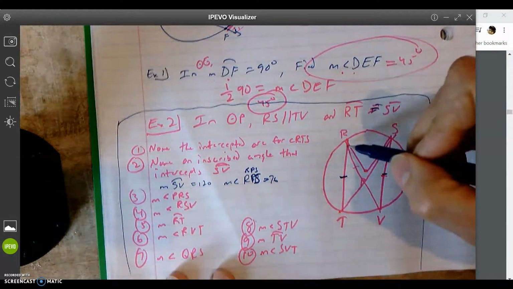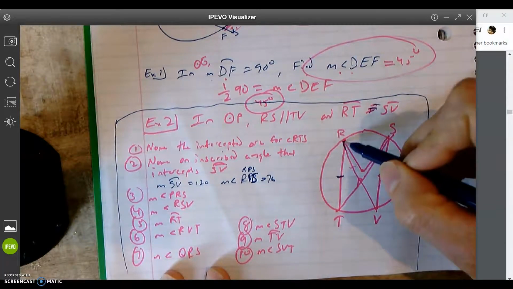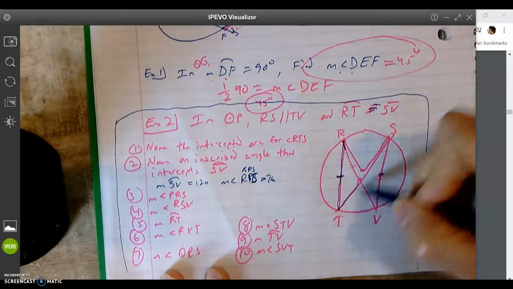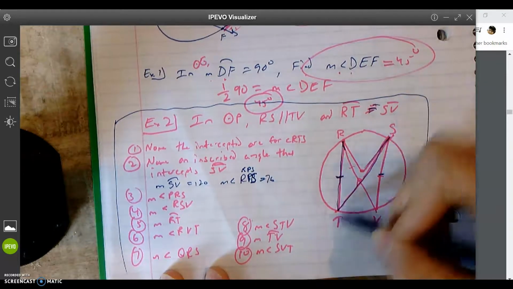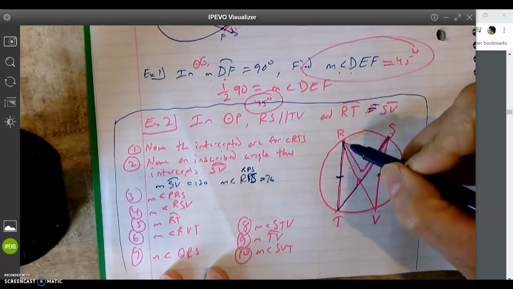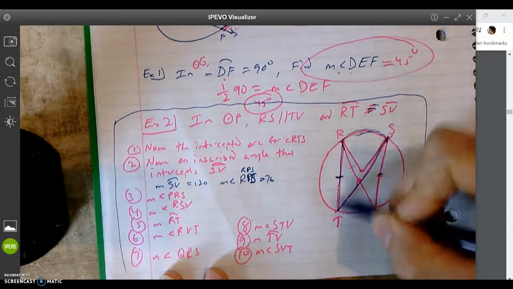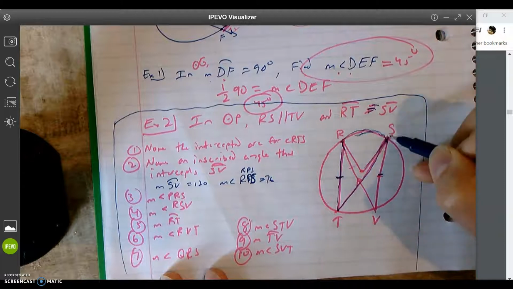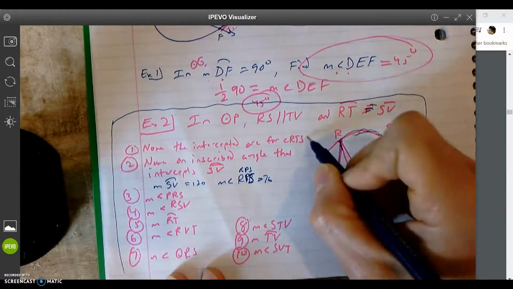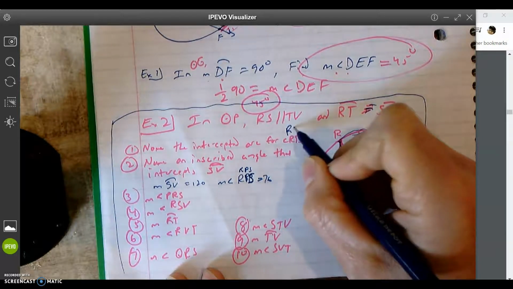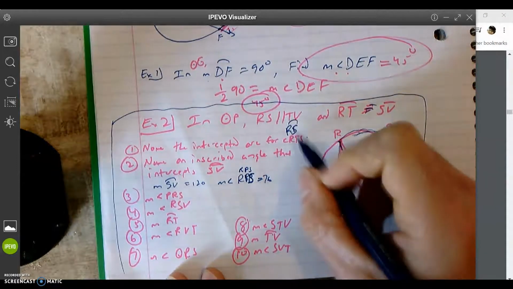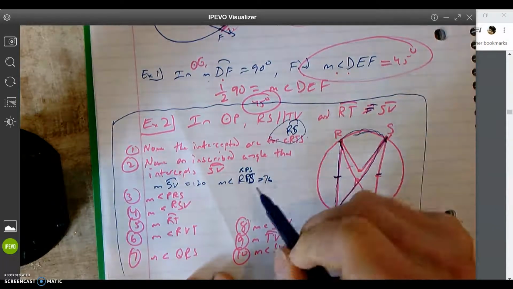So RTS, I'm just going to trace RTS like this. So the intercepted arc, the arc opposite RTS, is this right here. This is RS. So that's going to be arc RS. So that's the answer to number 1.